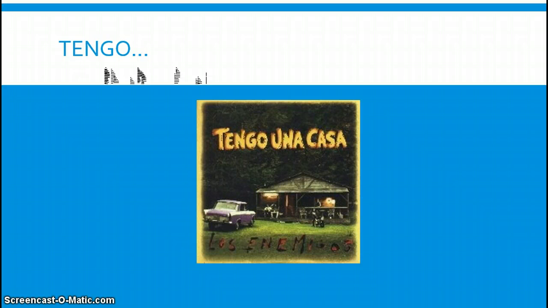All right, un poquito de gramática. We're going to use the word tengo. This time I'm moving from an adjective to a verb. I can use tengo to describe things I have. Por ejemplo, tengo una casa. I have a house. Tengo un coche. I have a car. Tengo 3 hermanos. I have 3 brothers.